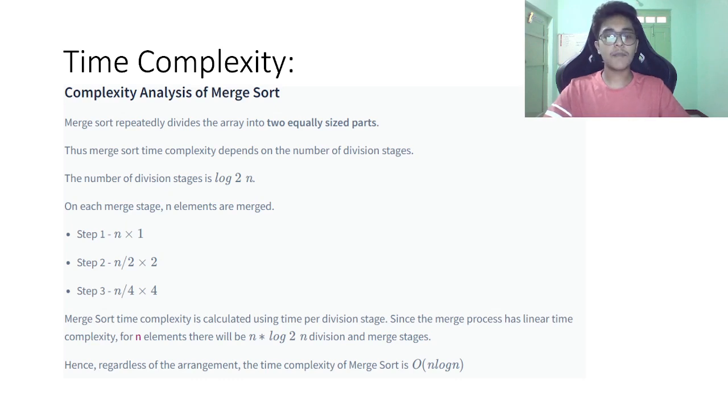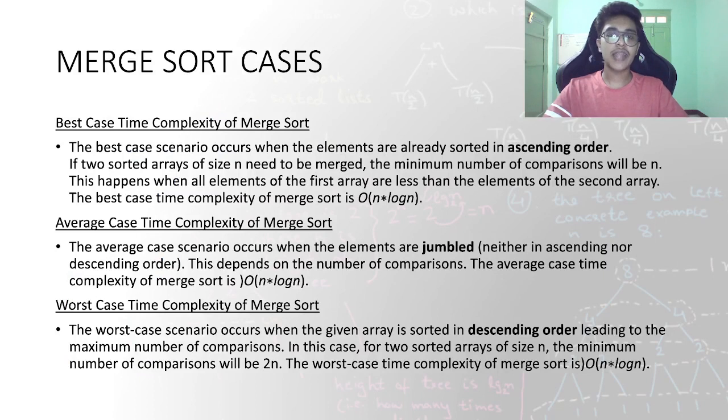Merge sort time complexity itself is calculated using time per division stage. Since the merge process has linear time complexity for n elements, there will be n cross log n base 2 divisions and merge stages. Hence, regardless of the arrangement, the time complexity of merge sort is O, which stands for order, n log n. Moving on to the next slide, we have the merge sort and its cases.